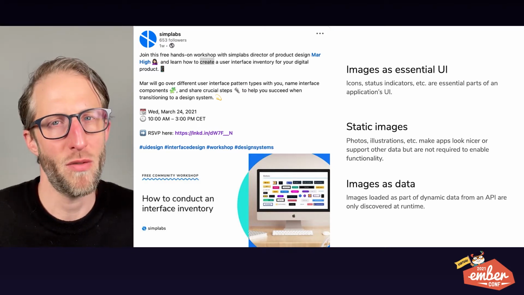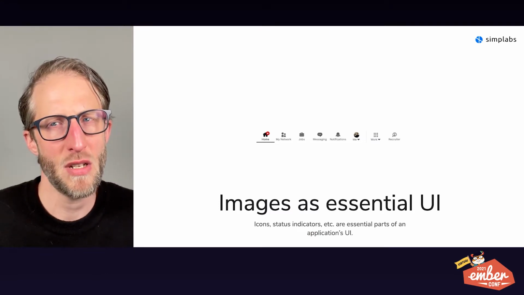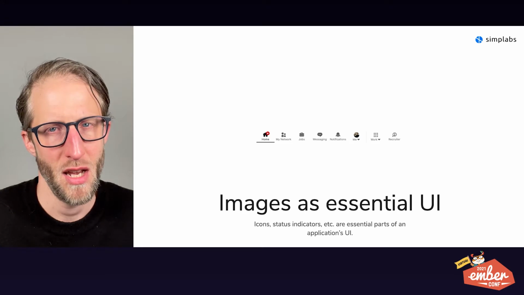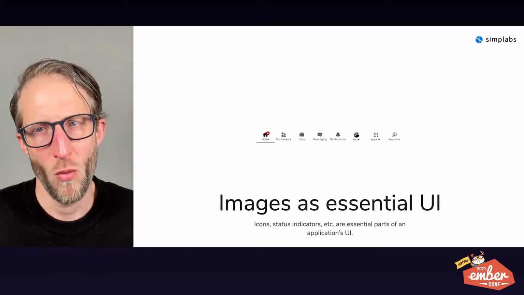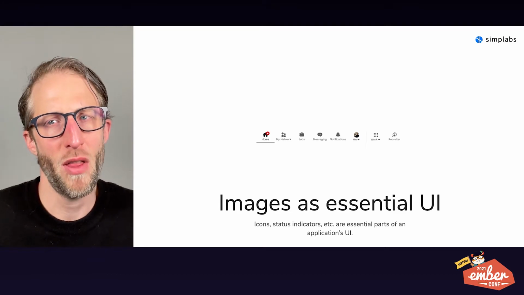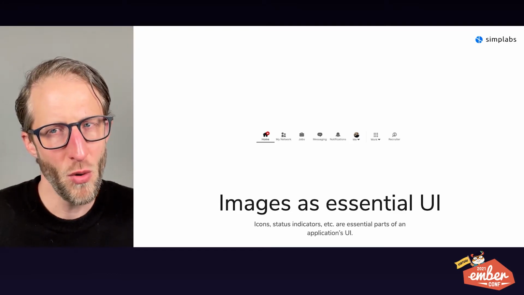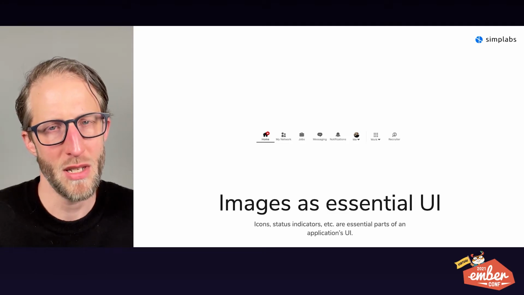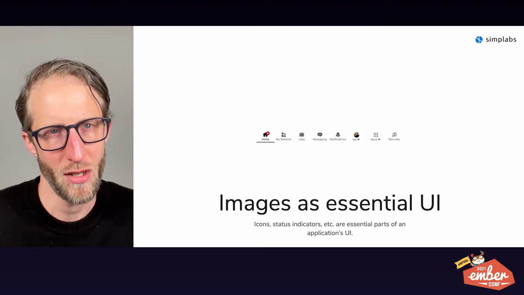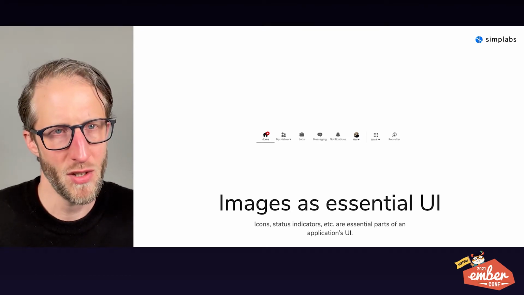So let's look at each one of these in more detail, starting with the first category, images used as an essential part of the UI. These are typically icons, as I said, or some kinds of status indicators. And icons are used everywhere on websites and web apps alike. They add additional meaning to otherwise purely textual UI elements, or sometimes are even the only way we assign meaning to elements, like with a classic hamburger menu icon. So what are the characteristics of such images?